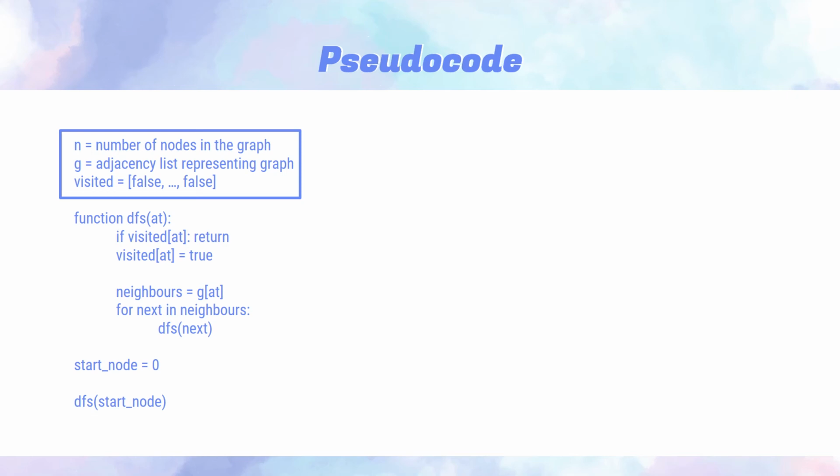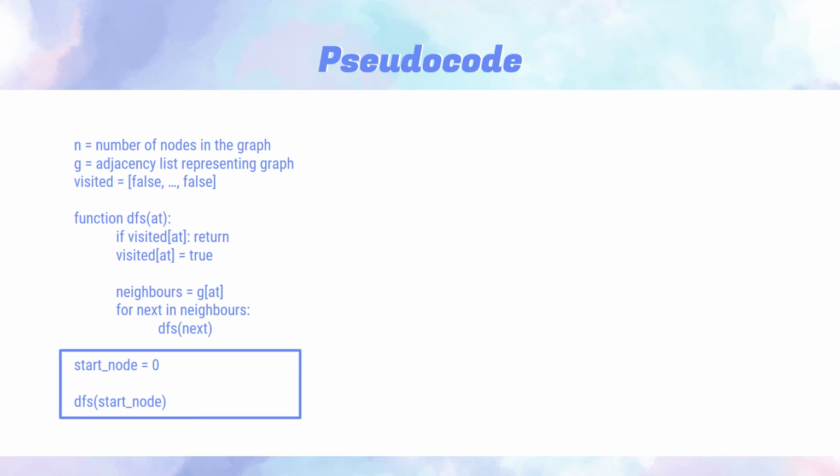Visited is a boolean array containing true or false at index i depending on whether or not node i has been visited. In the beginning, all values of this array are false since we didn't visit any node. At the bottom, define a starting node equal to 0, then call the depth first search function to begin the function.